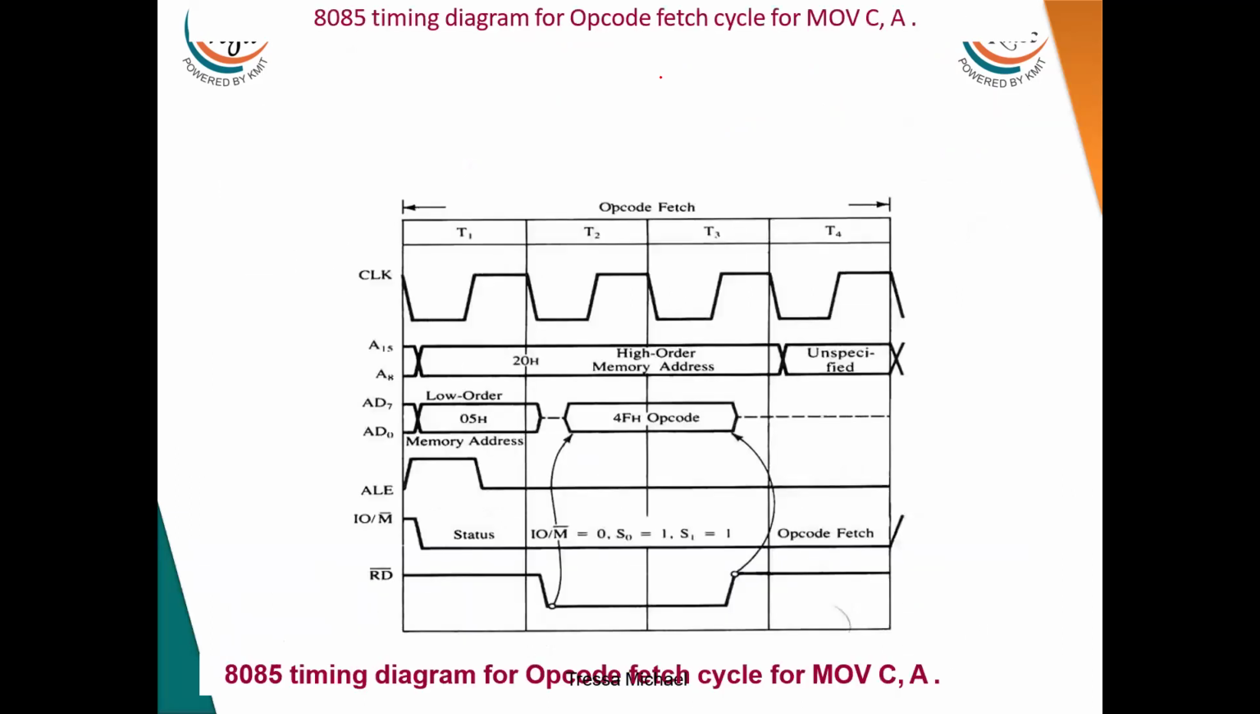The first one is the same as what we have discussed. Now coming to MOV C comma A. MOV C comma A is a 1-byte instruction. The opcode for this is 4F, and the program is loaded at 2005. So the opcode is in this location, and we need to fetch the opcode from it. Since it is only a 1-byte instruction with only the opcode, only the opcode fetch timing diagram needs to be drawn.